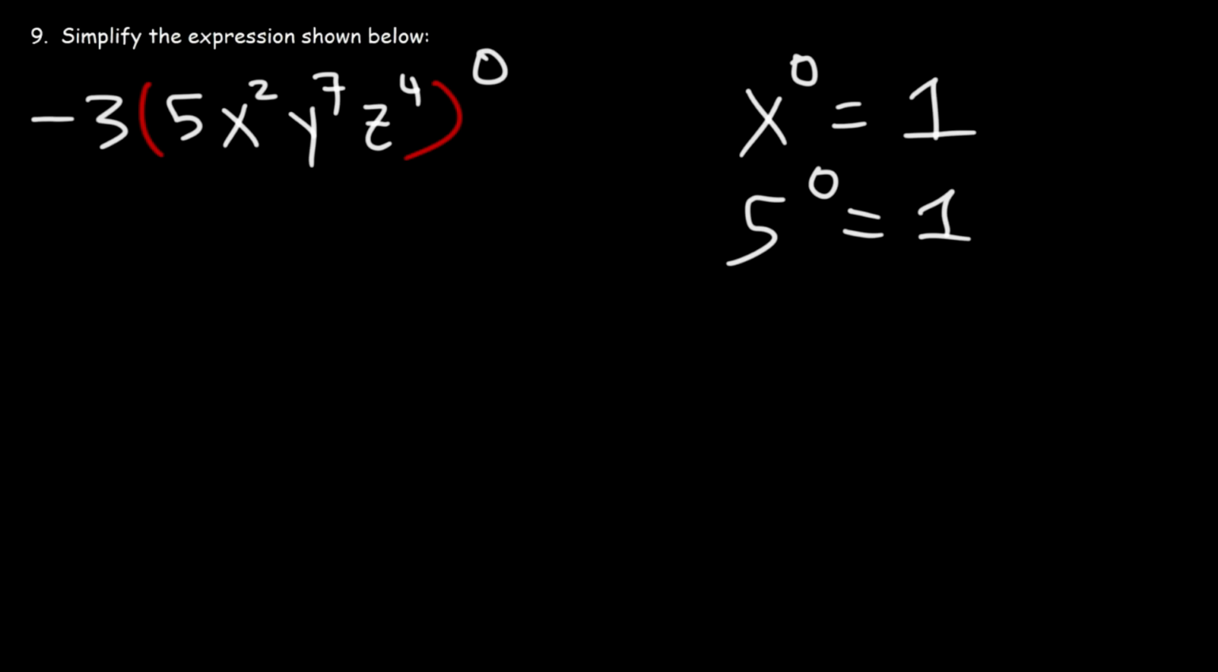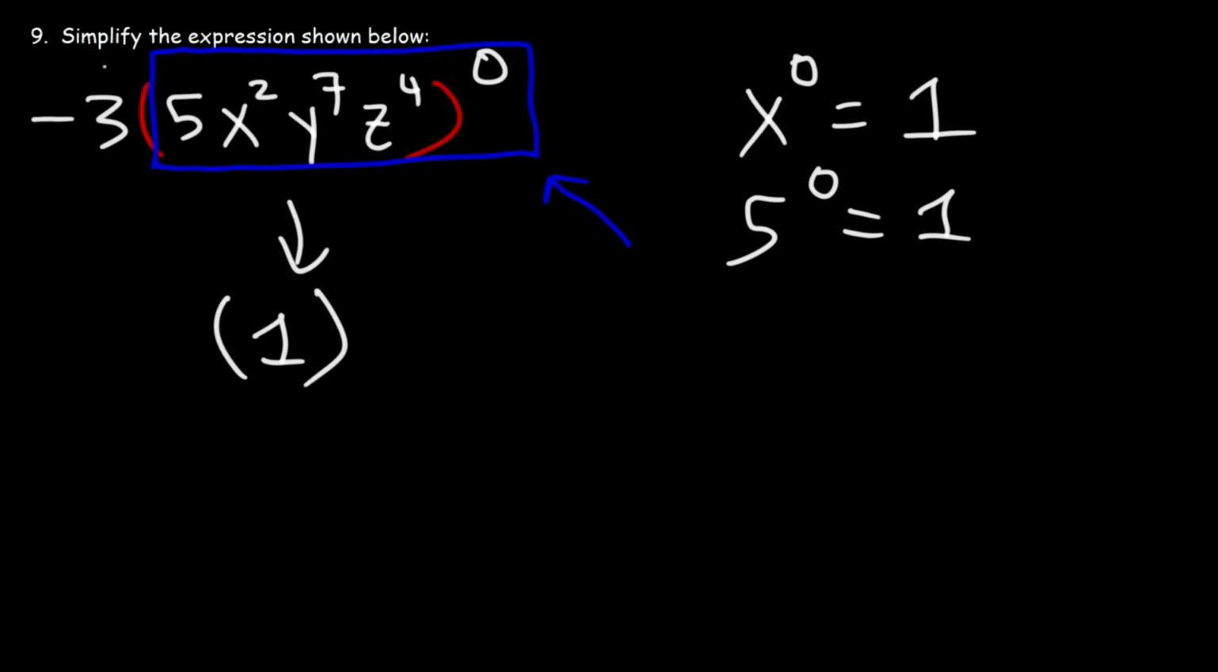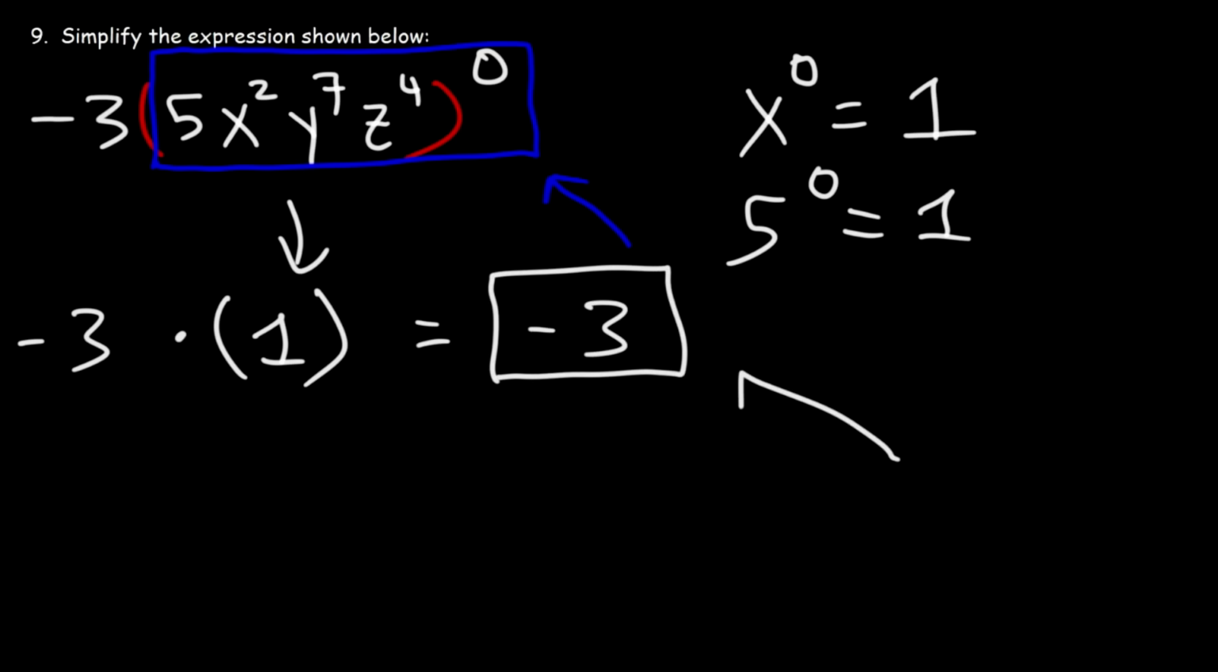The final answer is not 1. Everything within the parentheses will become 1 because it's affected by the exponent, which is 0. So this entire portion highlighted in blue, that is equal to 1. Now we still have a negative 3 on the outside. So it's going to be 1 times negative 3. So the final answer for this problem is negative 3.